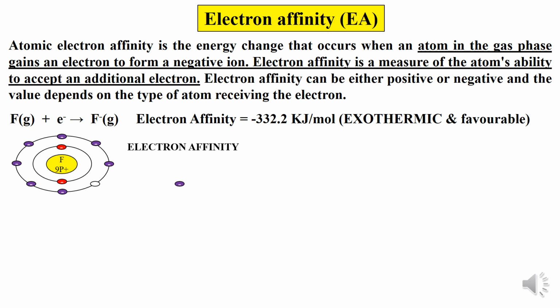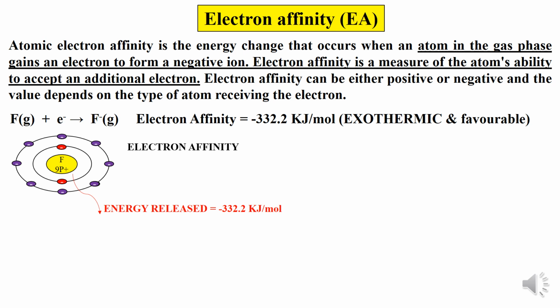Now in the process, when the negatively charged electron is approaching, the kinetic energy of the electron is converted into electric potential energy, and this energy has to be released in order to retain the stability of the atom, and therefore the energy is released. This released energy is measured in kilojoules per mole, and it is shown by a negative sign. Therefore it is an exothermic reaction because energy is released. So an exothermic reaction is always shown by a negative sign.